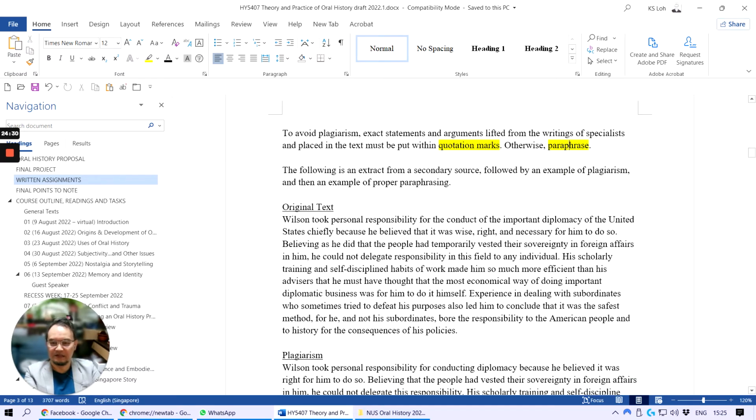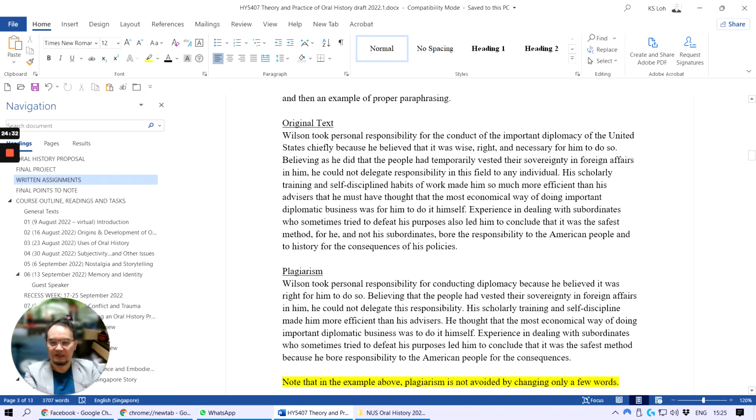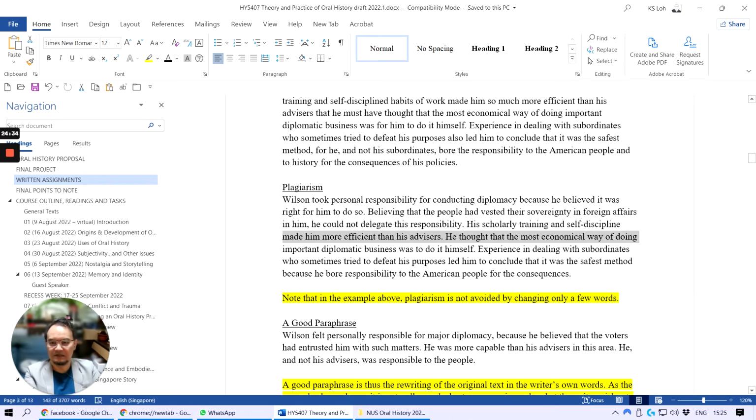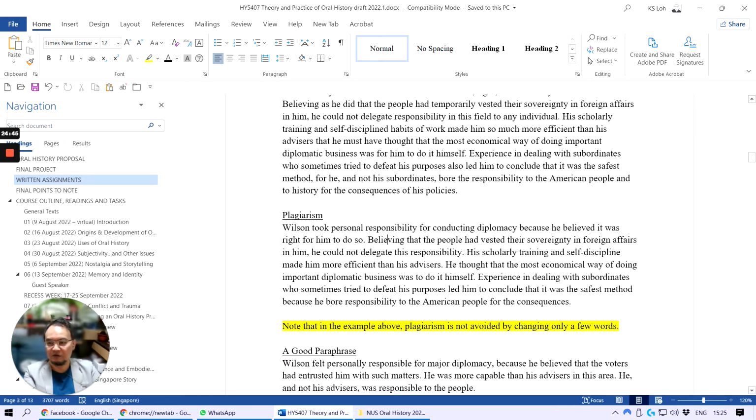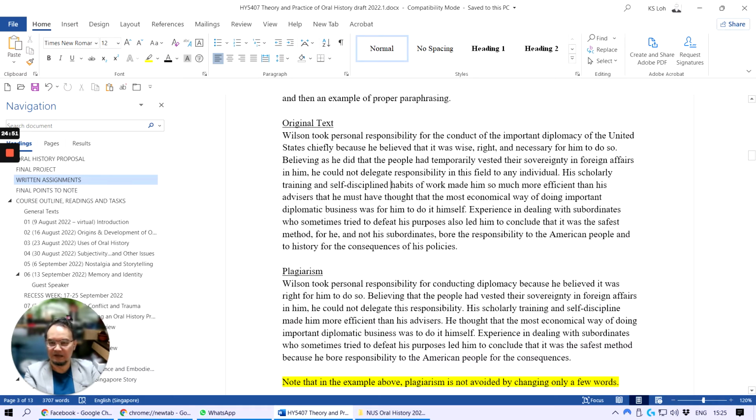Right, so please read these two paragraphs here. This is the original text, and this is the plagiarism. It's almost the same, right? So you cannot avoid plagiarism by changing a few words. It's not good enough because you can still tell this is not your own work. This comes from here, right? So you cannot avoid plagiarism by changing a few words only.